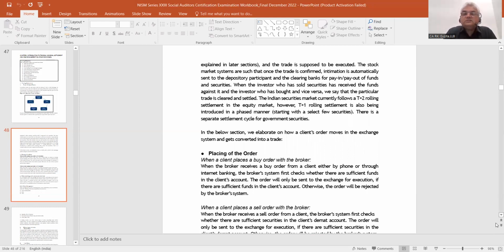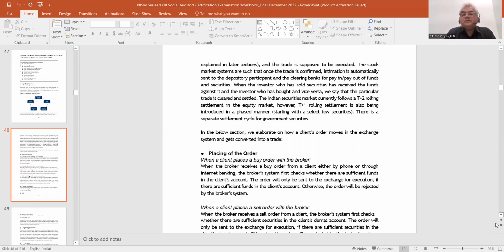So the stock market systems are such that once the trade is confirmed, intimation is automatically sent to the depository participant and the clearing banks for payout of the funds and securities. When the investor who has sold the securities has received the funds against it, and the investor who has bought has received the securities, and vice versa, we say that the particular trade is cleared and settled.